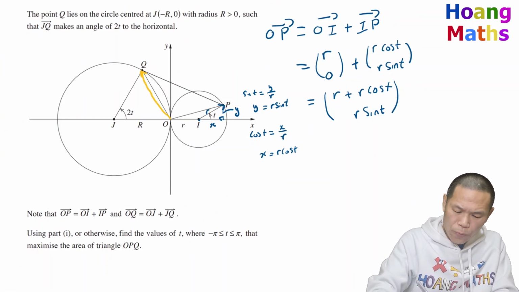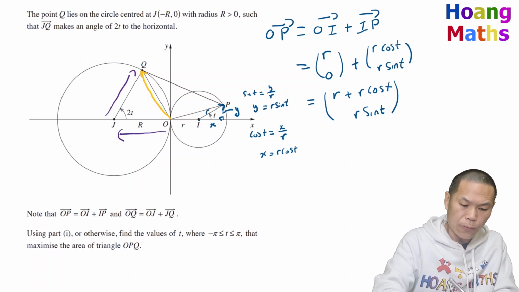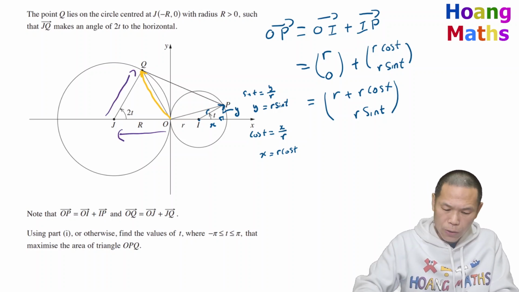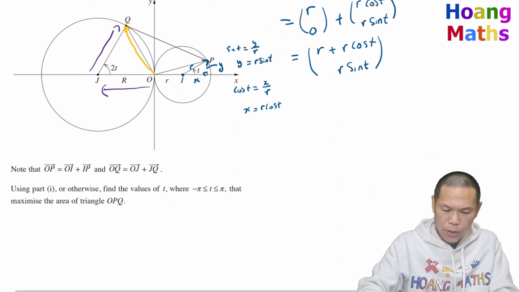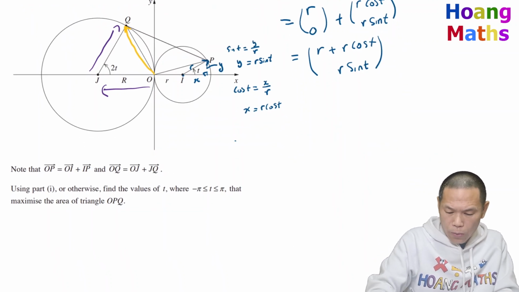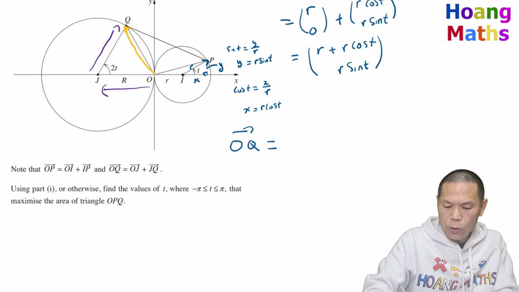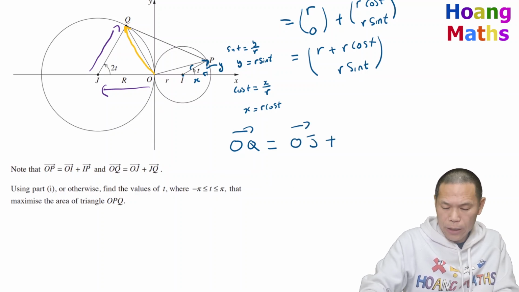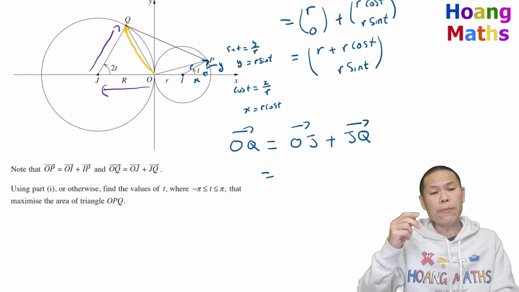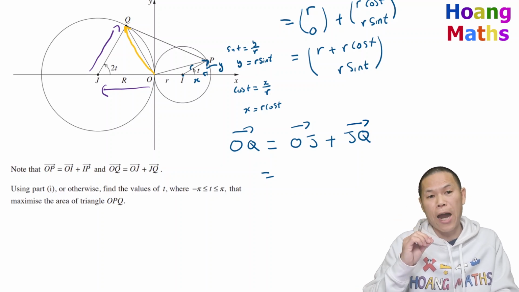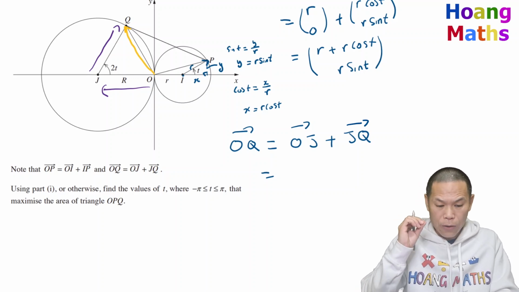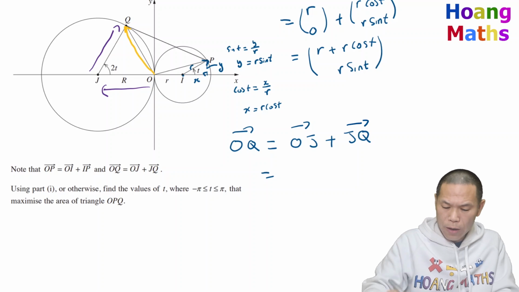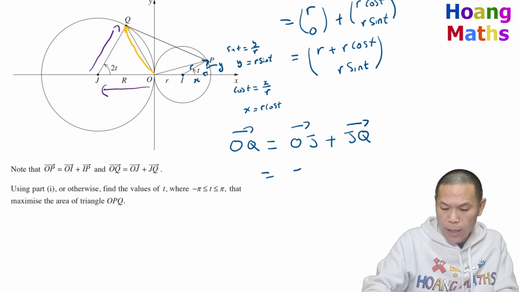Now we need to find vector OQ. And OQ is equal to OJ plus JQ. So don't forget, let me just write this down. OQ is equal to OJ, we add JQ. And OJ is equal to negative R. Okay, R is just the radius of the circle. So the vector will be negative R, 0.